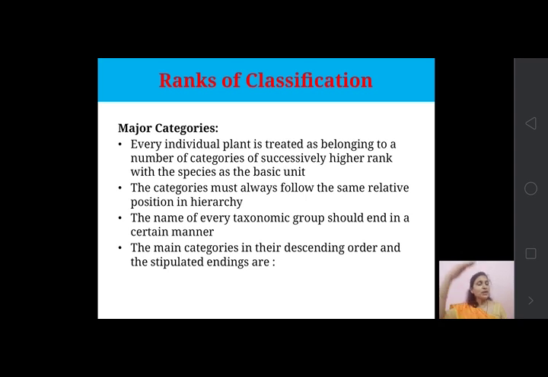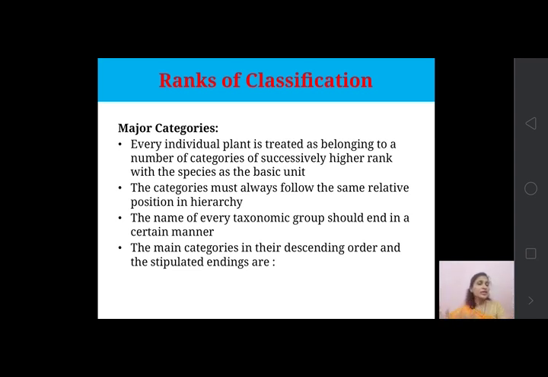So from the basic unit up to the kingdom, it has the categories. Every individual plant has its specific levels of categories, of successively higher rank with the species as the basic unit. The higher rank is kingdom and the lowest rank is the species. These categories must always follow the same relative position in the hierarchy: species, genus, family, order, class, division.